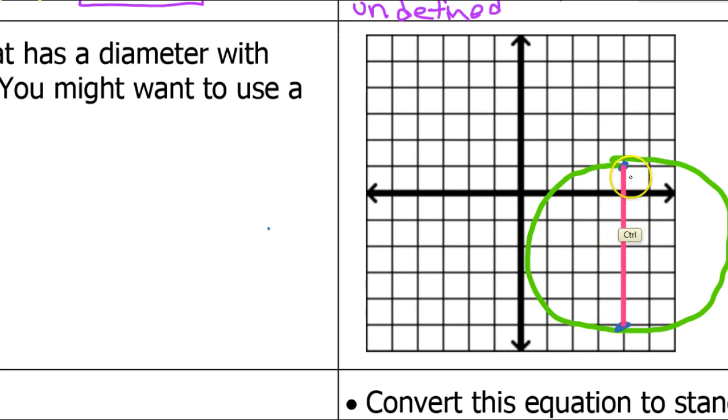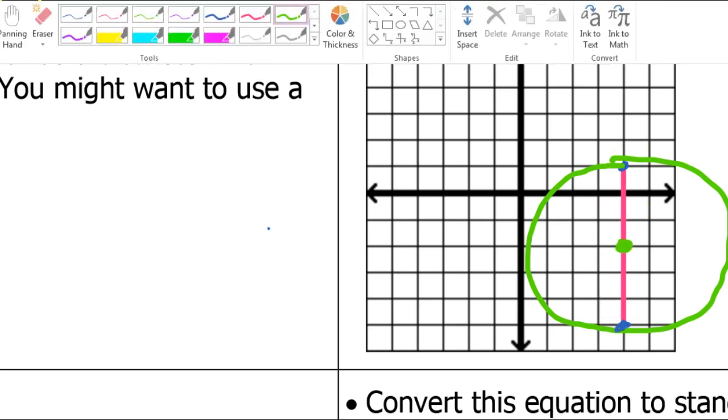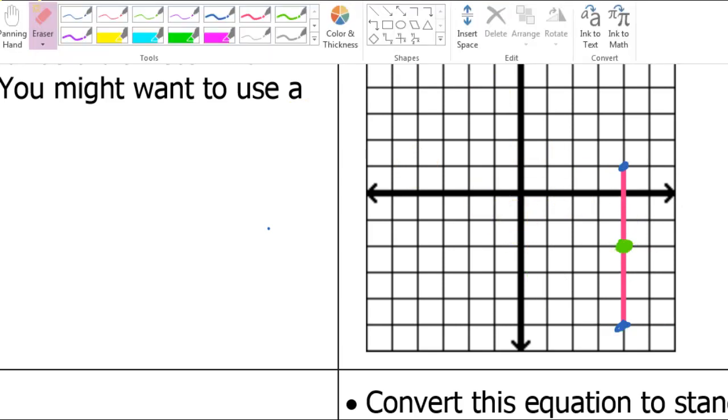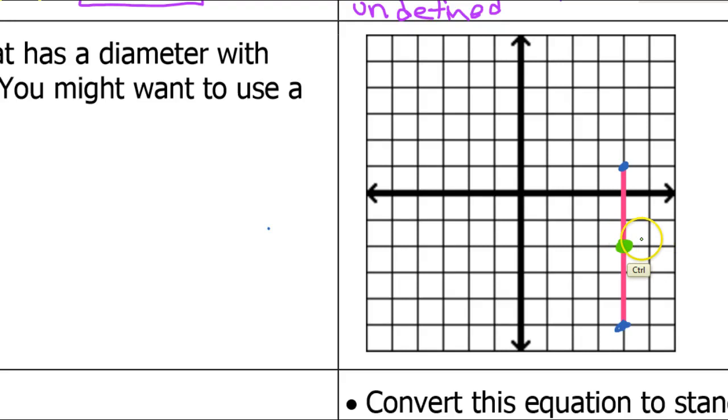Well, I'm just using my common sense here. It seems to be right here. If I go 3 up and if I go 3 down, I'm on the circle. So this is the midpoint. That's going to be the center. So that is the most important thing right there. So that tells me that the center is the point 4, comma, negative 2. So 4, comma, negative 2. That's the center.